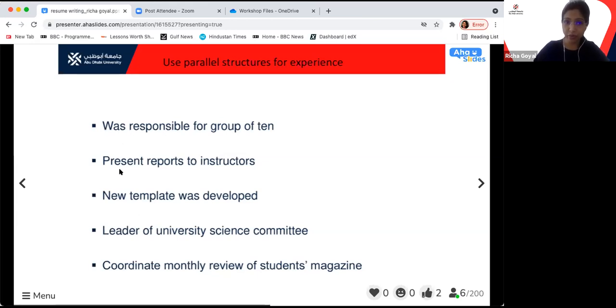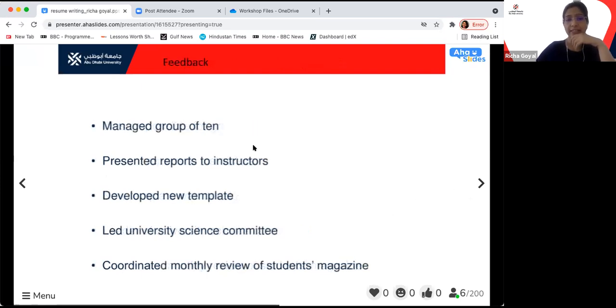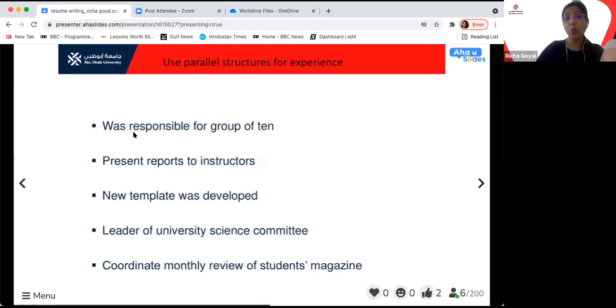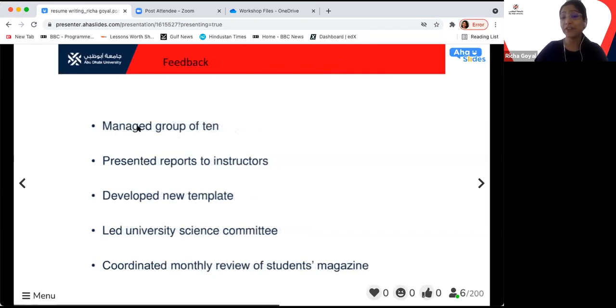Was is a verb. Present is a verb. Coordinate is a verb. Responsible is sort of not a strong verb, but okay, it's fine. Was is a verb at least. So these two do not begin with verbs. And to make this parallel, what we can do is we can change it like this. Managed group of 10. See, instead of was responsible, it's better to say managed. Why? Because it's an active verb. So instead of saying was responsible, say managed group of 10.